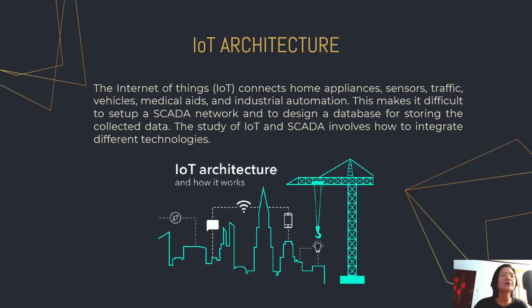IoT architecture. The Internet of Things connects home appliances, sensors, traffic, vehicles, medical aids, and industrial automation. This makes it difficult to set up a SCADA network to design a database for storing collected data. The study of IoT and SCADA involves how to integrate different technologies.